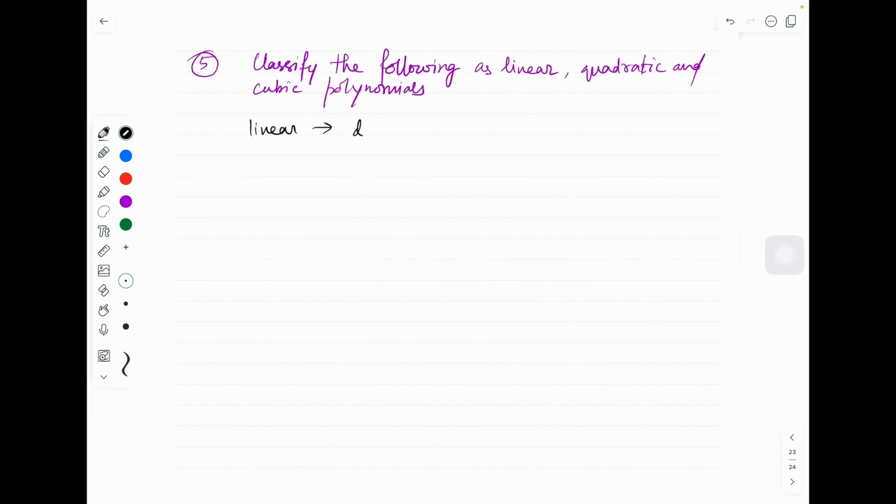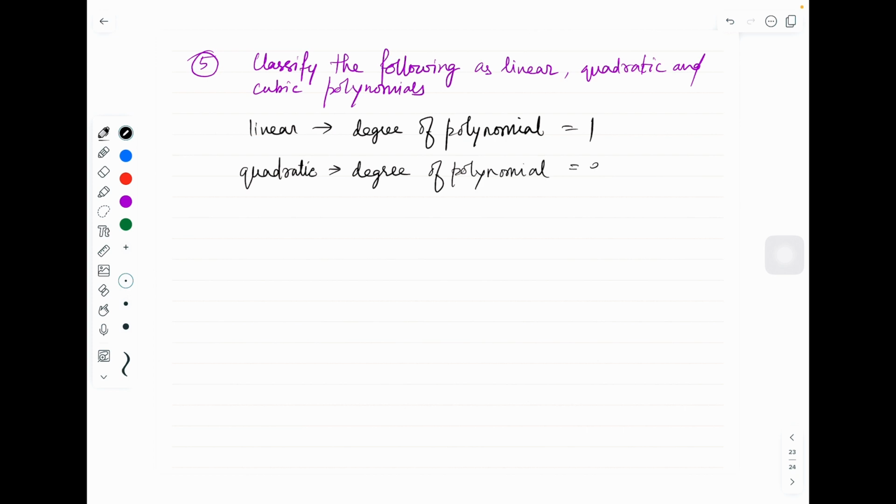Linear means degree of polynomial equals 1, and the form is ax plus b. Quadratic means what? Degree of polynomial equals 2, and the form is ax square plus bx plus c.